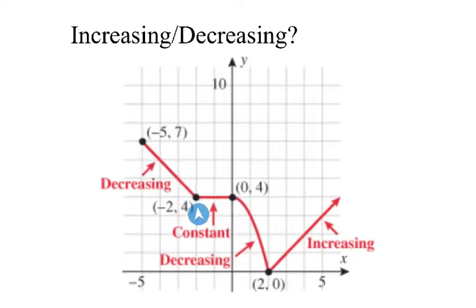When it's not doing either, it's called constant. I did want to point out that graphs can do that. It's neither increasing nor decreasing. It's just at a constant rate. This one is decreasing, this one is increasing. Notice you can have straight lines, you can have curved lines, it doesn't really matter. It's just as we read it from left to right, what's it doing?